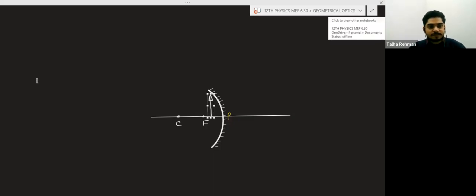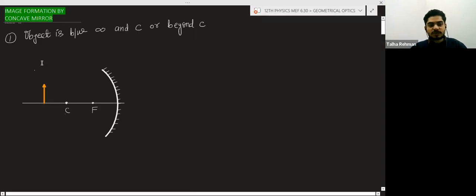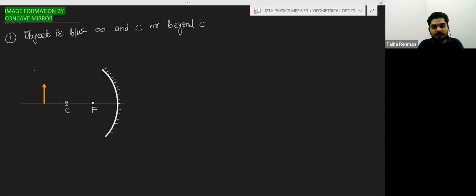So in the first case, I have placed the object beyond the center of curvature, or you can say it is placed between infinity and the center of curvature. Now remember one point: to draw the ray diagram, or to form the image, at least two rays from the object must meet at a point or appear to meet at a point. Then the image will form.